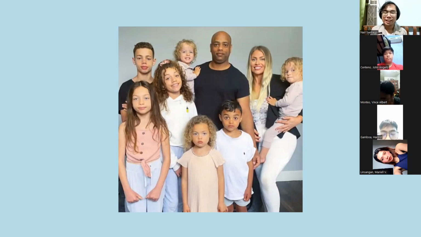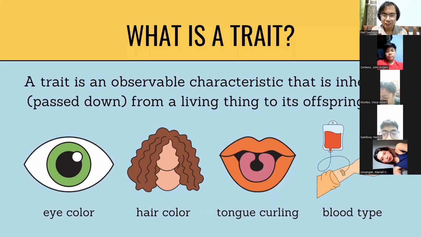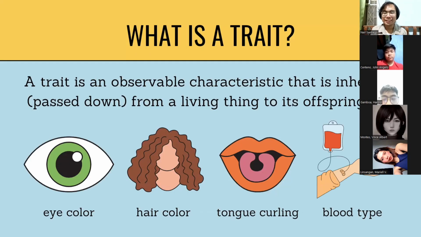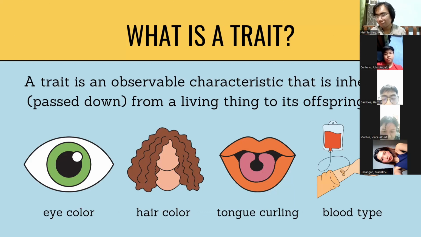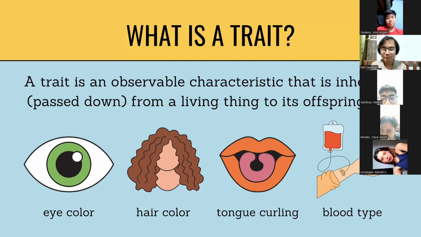Today we are going to be talking about the Punnett square. It is a tool that scientists and geneticists use to determine the possible traits that a child can inherit from their parents. Now, what is a trait? Can anyone from the class read? Okay, Mr. Centeno, please read. A trait is an observable characteristic that is inherited, passed down from a living thing to offspring. Thank you very much for reading.